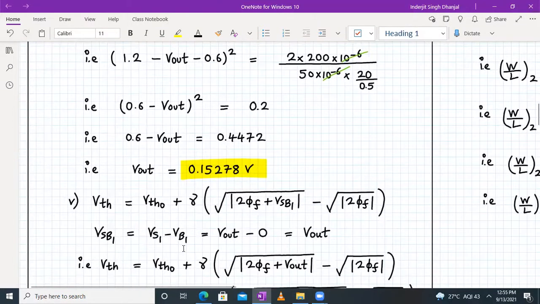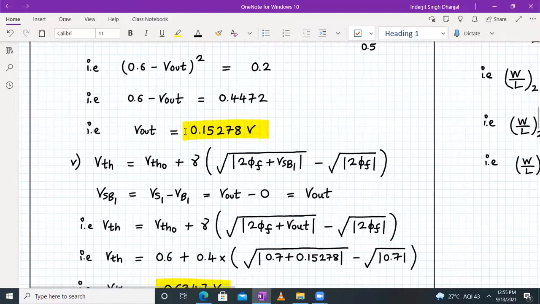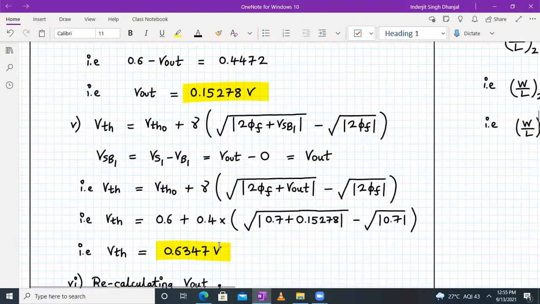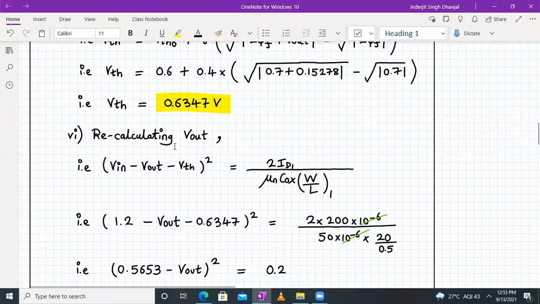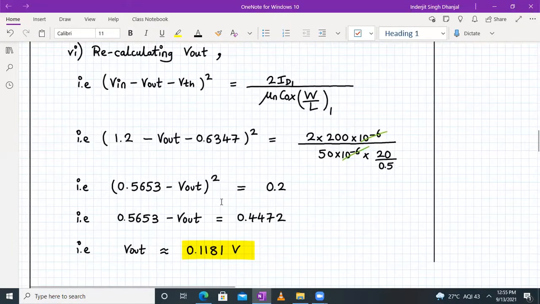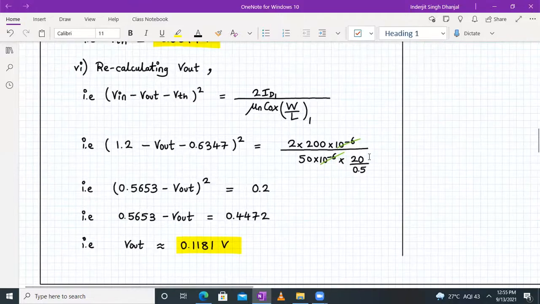Then because your transistor is suffering from body effect, we have to recalculate the value of VTH, right? Your VSB1 came out to be same as V out. So V out from here we substituted in this formula and we recalculated the value of VTH. And finally we recalculated the value of V out with the new value of VTH. And we finally got the V out value as 0.1181 volt. So this completes part 1 of the numerical. Let's move on to part 2.